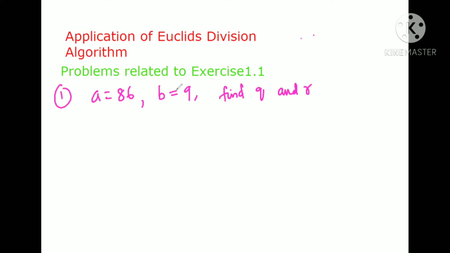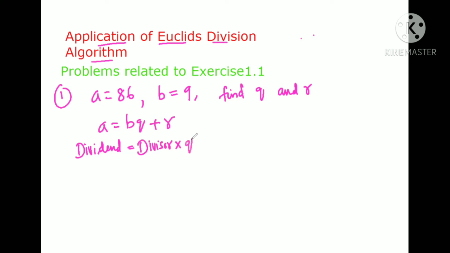If a is equal to 86, b is equal to 9, find q and r. What is a, what is b, what is q, what is r? We know that according to Euclid's division lemma, a is equal to bq plus r. Here a means dividend, b means divisor, into quotient, plus remainder.